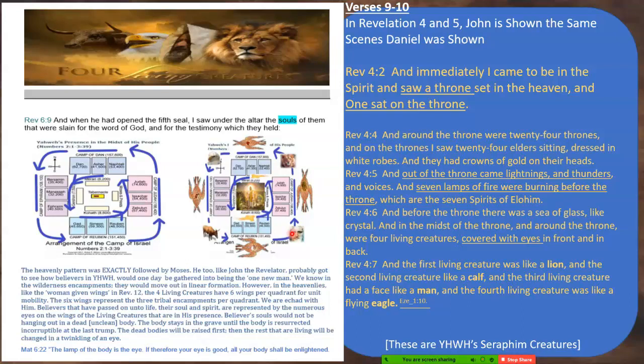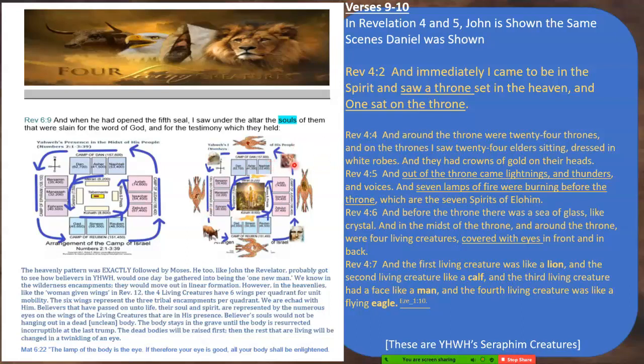And it said they were covered with eyes, front and back. Now, just envision all these tribes. If you were from an aerial position looking down and they were looking up, you would see this lead banner of each with a bunch of eyes behind it. And these living creatures have 6 wings.